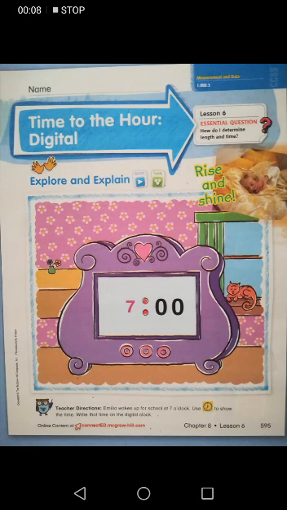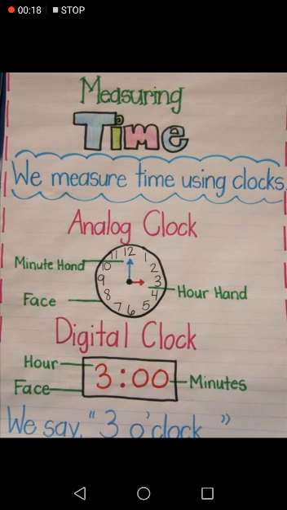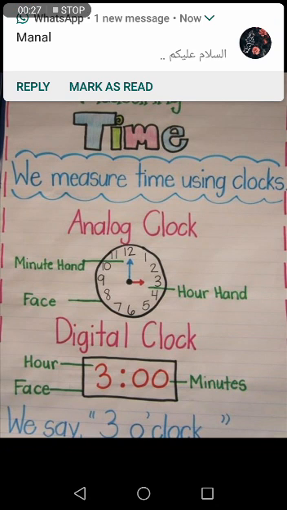Inshallah, today's lesson will be lesson 6 from chapter 8, time to the hour digital. Okay, let's revise together the previous lesson. We have learned that to measure the time, we use what? We use two types of clocks, the analog clock and the digital clock. Okay, we have finished the analog.